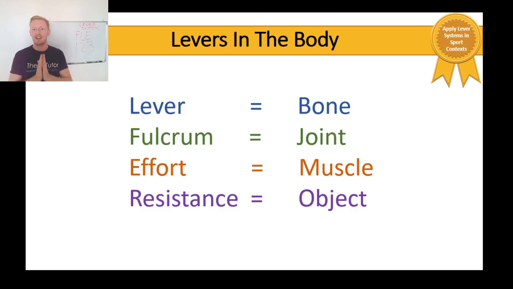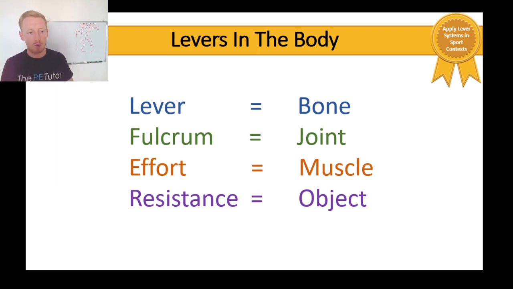So levers in the body, last part. Well, how do we correlate a lever system to the human body? Bones, joints, muscles, objects. Bones are the rigid levers. Fulcrums, that's the joint, that's the pivot point. That's where bones articulate against and around each other. The effort is produced by the muscles. So muscles pull the lever, they pull the bone. The bone rotates around another bone at a joint, the fulcrum.